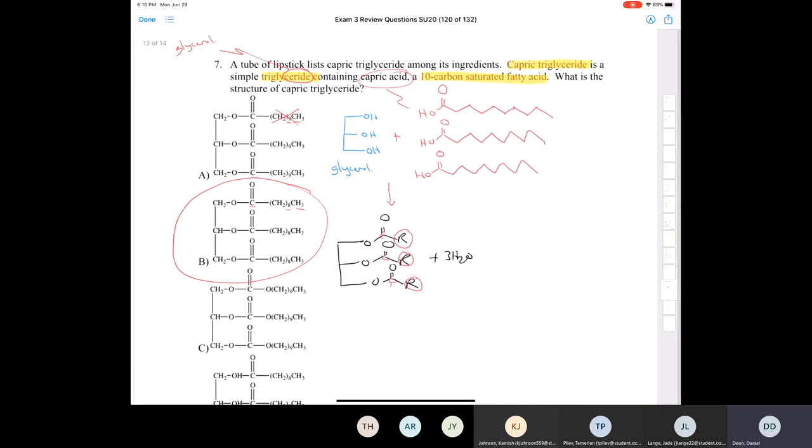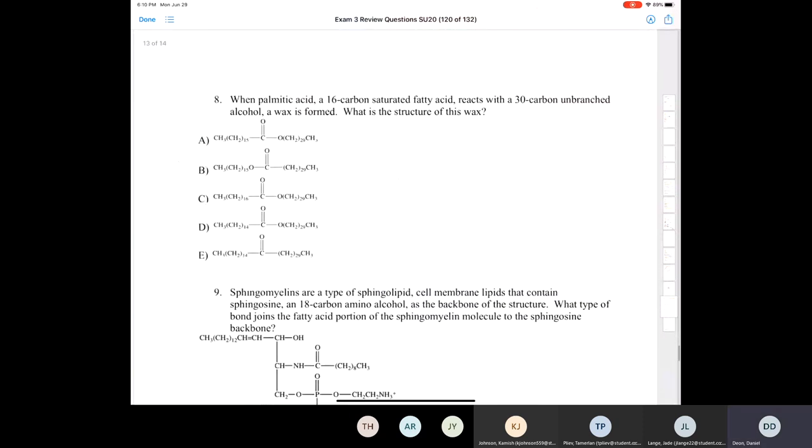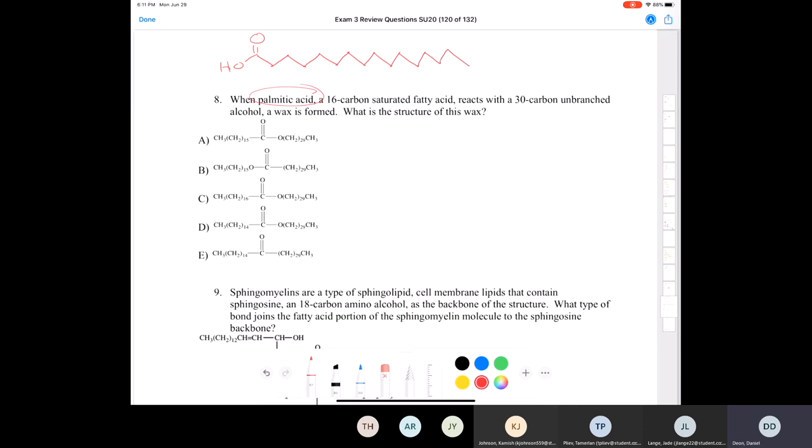Let's move on to number 8. Number 8 says palmitic acid, a 16-carbon saturated fatty acid. We can practice drawing our fatty acid. So palmitic acid, we have 1 carbon on the carbonyl, 2, 3, 4, 5, 6, 7, 8, 9, 10, 11, 12, 13, 14, 15, 16. It's a 16-carbon fatty acid, and I'm reacting it with a 30-carbon unbranched alcohol. So a 30-carbon unbranched alcohol, 1, 2, 3, 4, 5, 6, 7, 8, 9, 10, 11, 12, 13, 14, 15, 16, 17, 18, 19, 20, 21, 22, 23, 24, 25, 26, 27, 28, 29, 30.